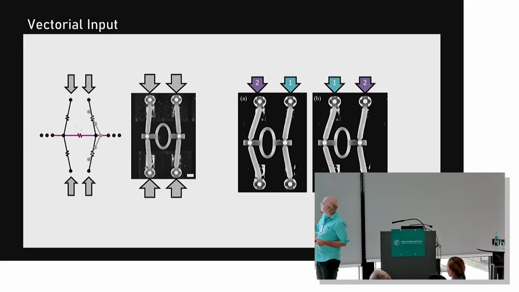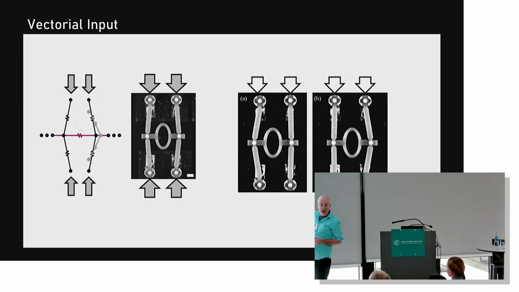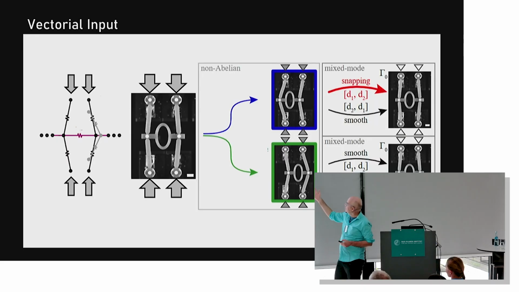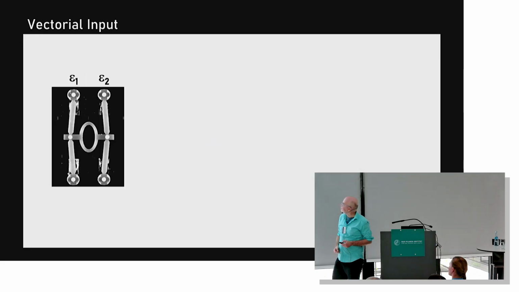So that's a little bit more tricky, but I start from the same state, and now I remove the amount of compression in a different order. And in one case, the system will snap, and in the other case, it will move smoothly. So you also have something which we call mixed mode dynamics. This is maybe a little bit too complex, but I'll show you how to think about this.